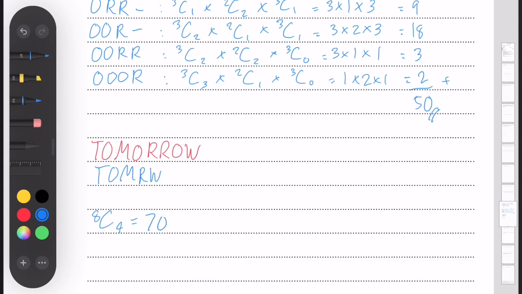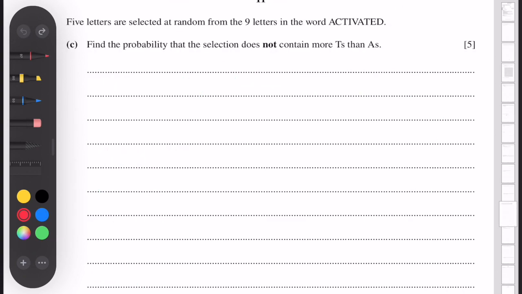And so now we have all the favorable outcomes and all possible outcomes. So that would be 50 over 70. And to simplify, that would just be 5 over 7. And that's our final answer. Well, anyways, here's another question you guys can try at home with the same application as the tomorrow question. Why? Well, simply because of the word probability.